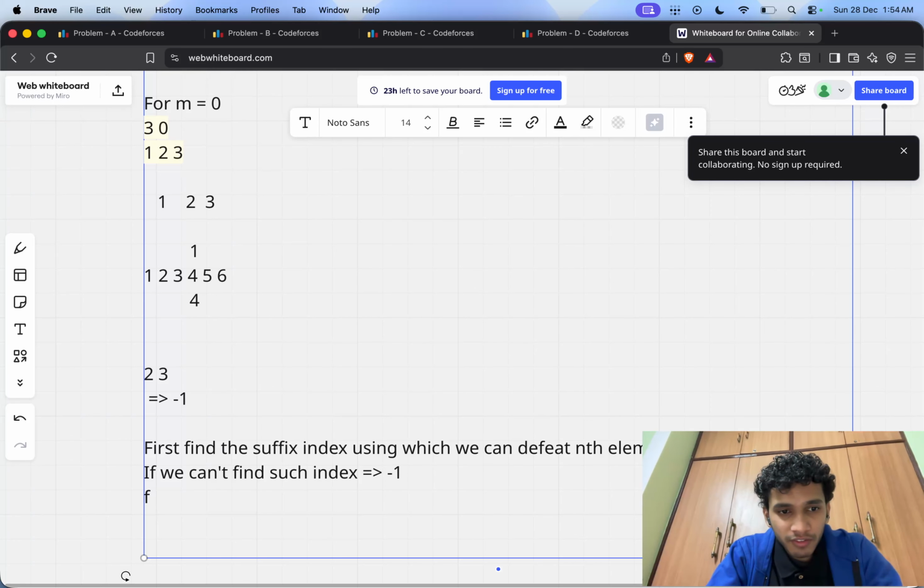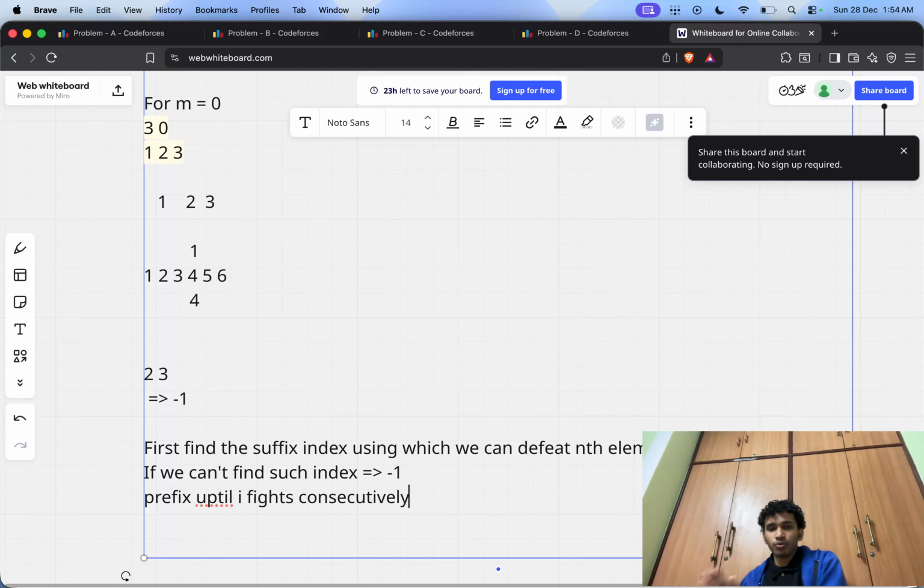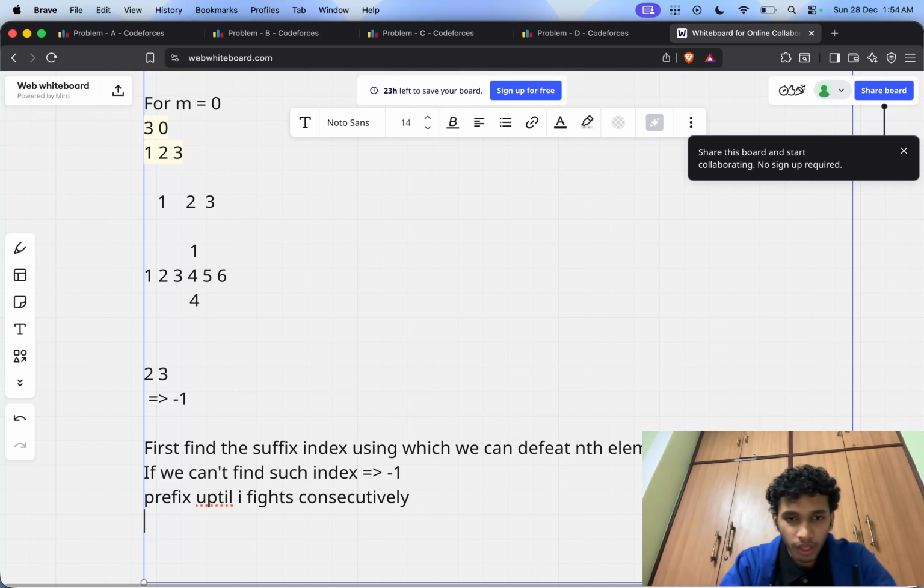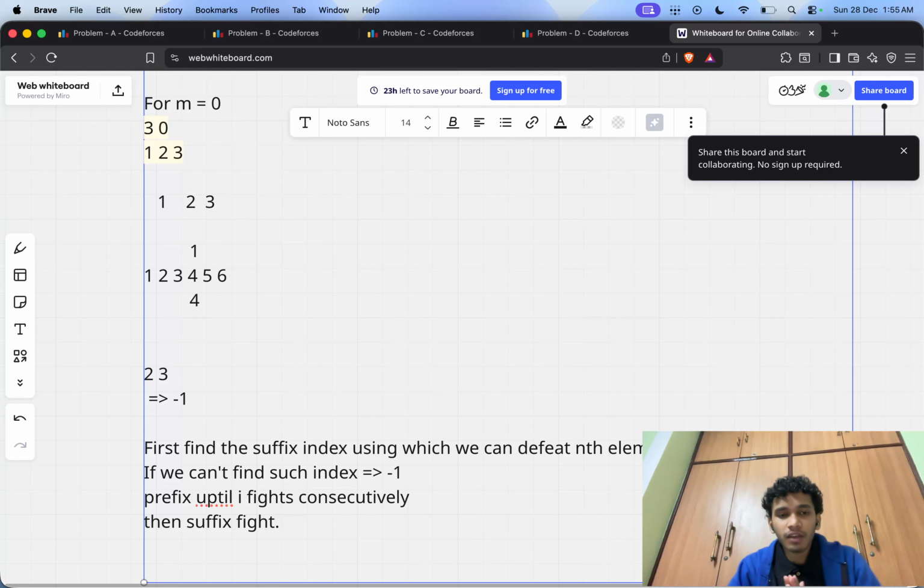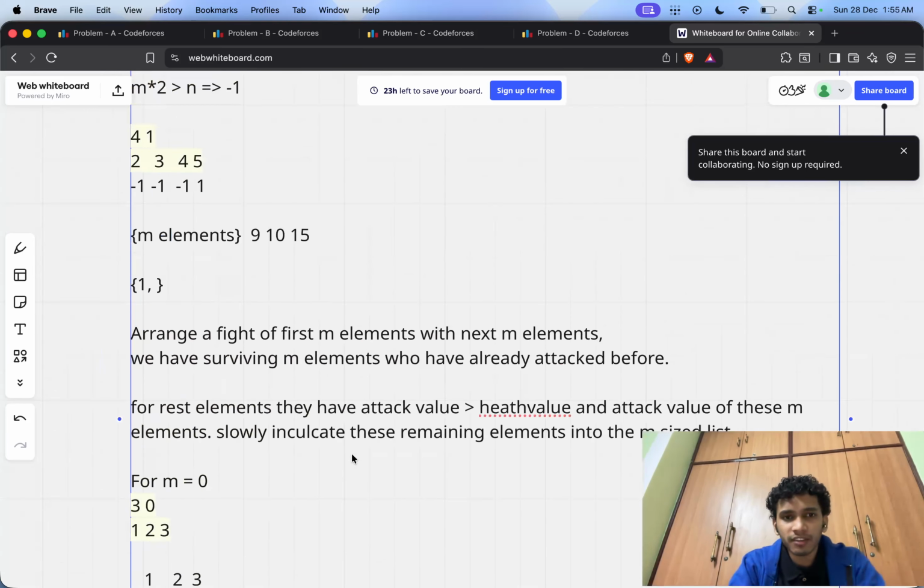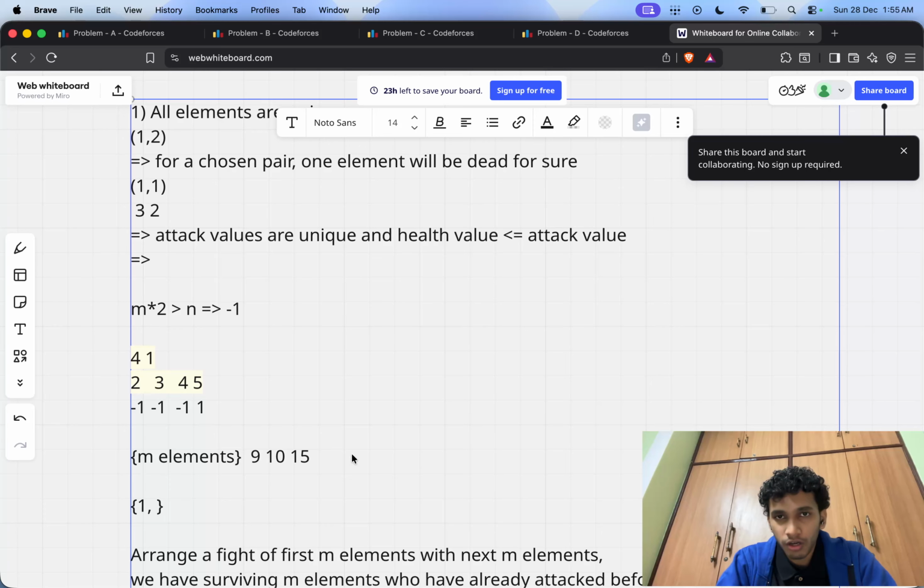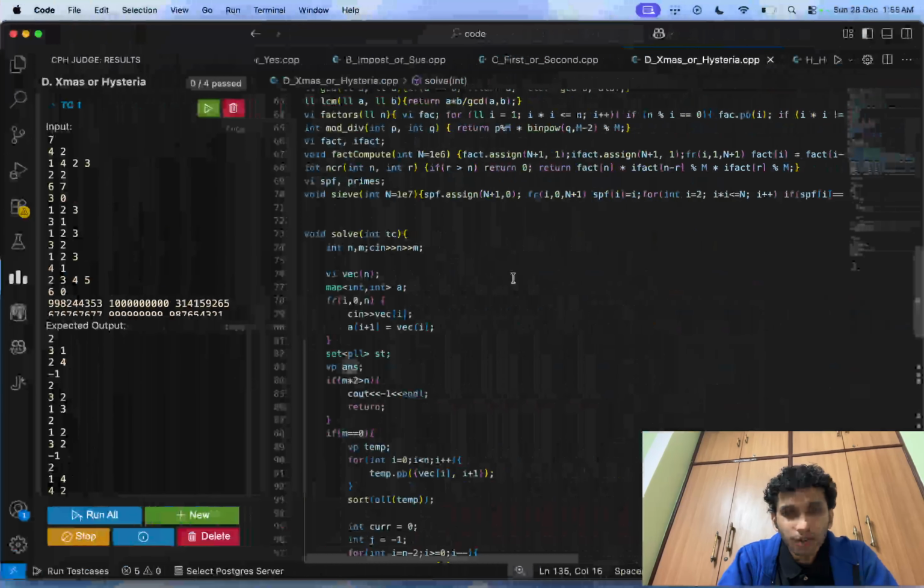The prefix up till i fights consecutively. That is, 1 fights 2, 2 fights 3, 3 fights 4. Then the suffix fights. At the end, we are left with no elements. All the elements have killed each other. So let's move to the implementation part. This is all for the logic. Let's move to the implementation.